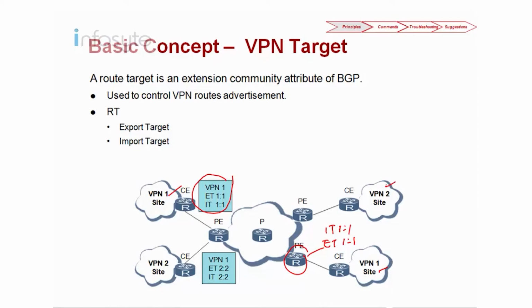And for VPN2, this PE equipment needs to export and import 2:2 and 2:2. So in this case, the VPN2 sites can talk to each other. So the targets need to be matched. The export target needs to match the import target on the other side, and the import target matches the export target. Alright, so they need to be matched.